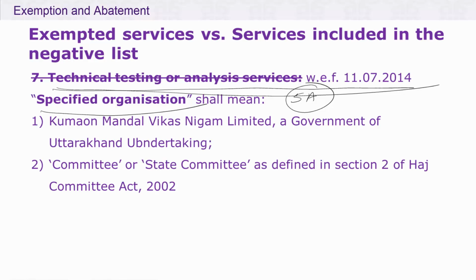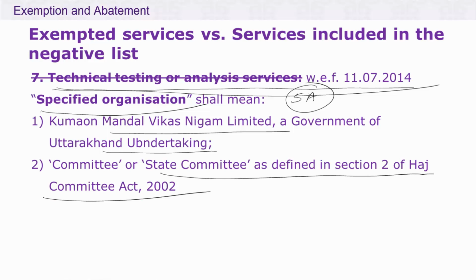Specified organization here means Kumaon Mandal Vikas Nigam Limited, that is a Government of Uttarakhand undertaking, and the Committee or State Committee as defined under Section 2 of the Hajj Committee Act. Hajj Committee. So this is for Hajj pilgrimage and this is for Amarnath Yatra.